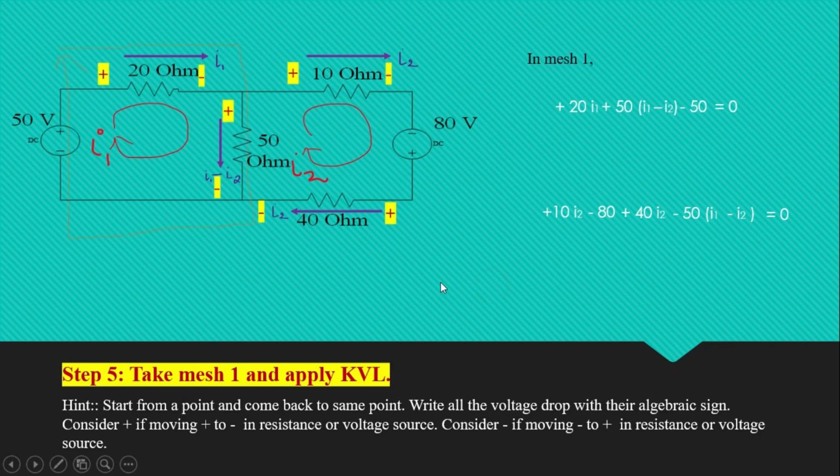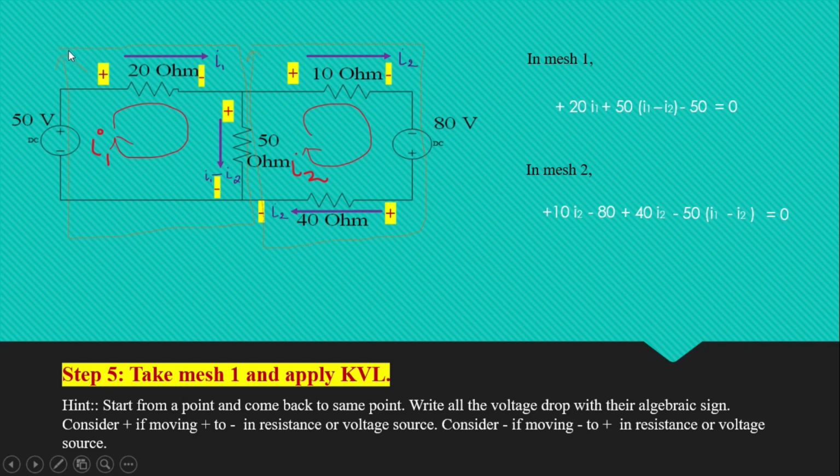So let's see. This is our mesh 1. I'm writing it in mesh 1 like this, and this is my mesh 2. I'll consider mesh 1 first and then I will consider mesh 2. Let's see mesh 1. I'm moving from this point, I'm going like this, then I'm going down, then I'm going here, and finally I'm reaching this point. So I'll start from this point and will reach this point.